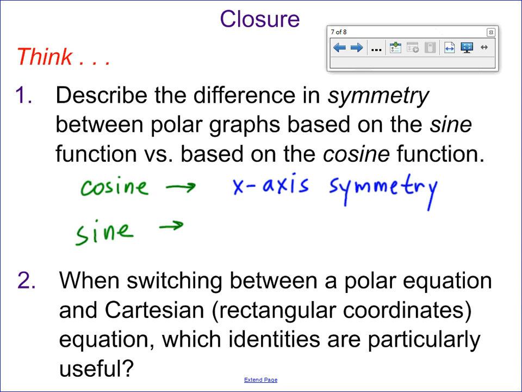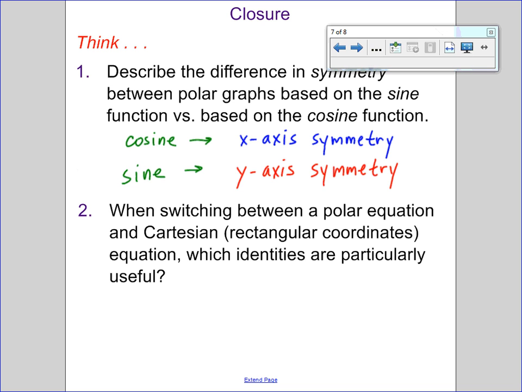And versus the sine function, Vivian? Yeah, there's a vertical kind of left-right fold symmetry or y-axis symmetry. Raise your hand if you had the same observations regarding symmetry. Awesome. And then which identities were useful?